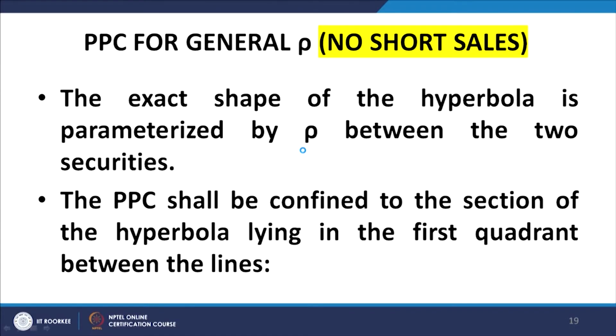Portfolio possibilities curve for general rho, no short sales case. Now, the exact shape of the hyperbola: we all know now that for a general rho which does not fall into the category of either being perfectly correlated or perfectly anti-correlated, that is, for any value of rho between -1 and +1, excluding -1 and +1, the exact shape of the portfolio possibilities curve is a hyperbola in the right half plane, and it is parameterized by rho.